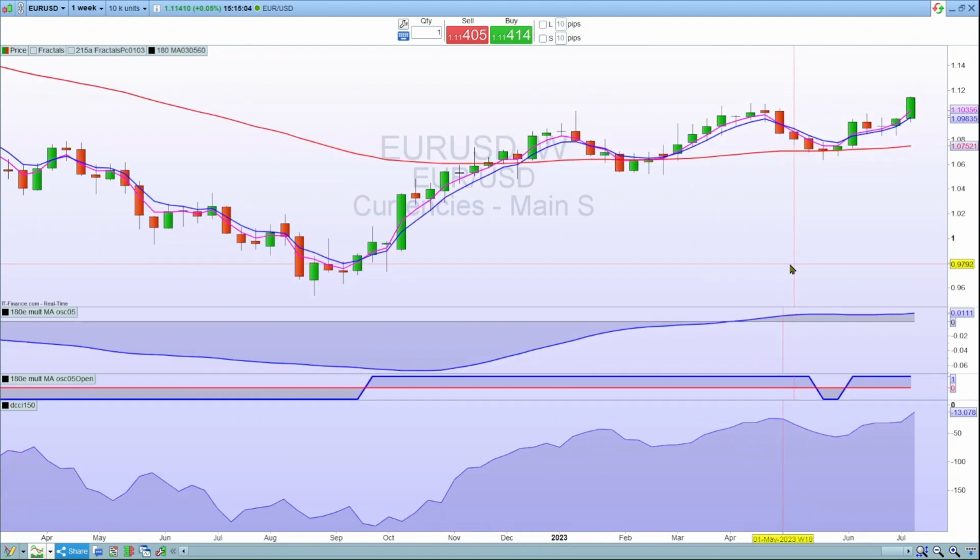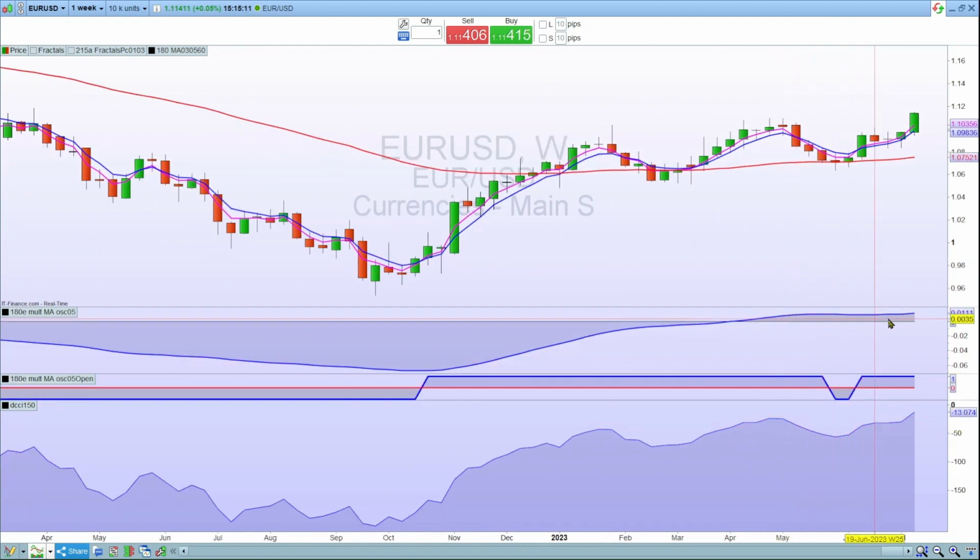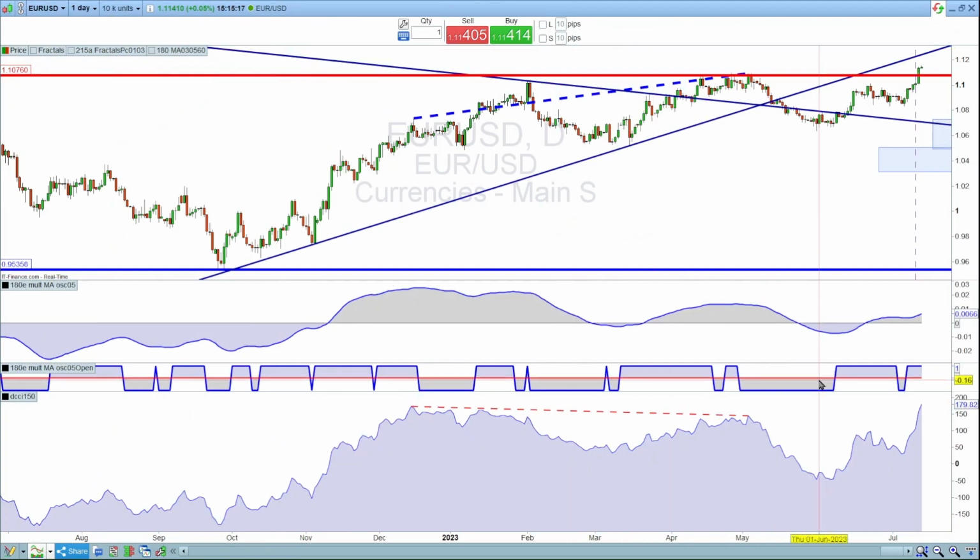First off, on the weekly, our oscillator here is still in an uptrend after breaking to a downtrend ever so slightly. So bullish mode only, so taking bullish trades using trend trading strategies only according to the weekly. On the daily, likewise, it's in a bullish mode, so bullish trades only.